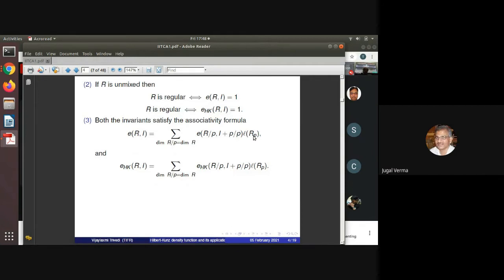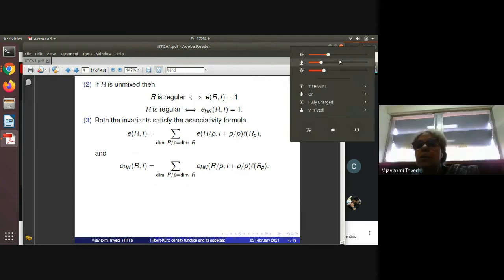It's finite. Vijaylaxmi, there is a question from Professor Watanabe. Are you assuming I equals the maximal ideal? Sorry, what? In your characterization of regular, you are writing e_HK of R, I. Yes, I'm sorry. This is the maximal ideal, in both. Yeah, right. I mean, it doesn't make sense otherwise. Yeah, sure. Thank you. So this is the maximal ideal, as Watanabe has pointed out.